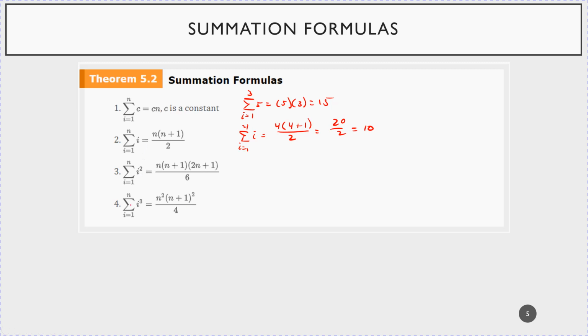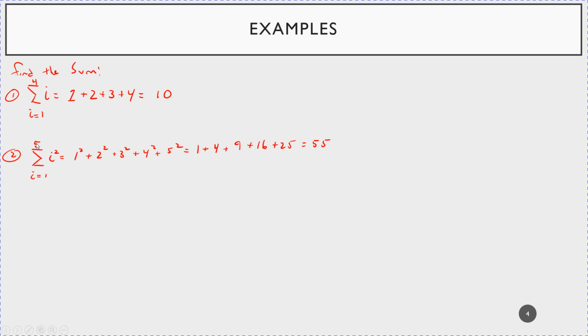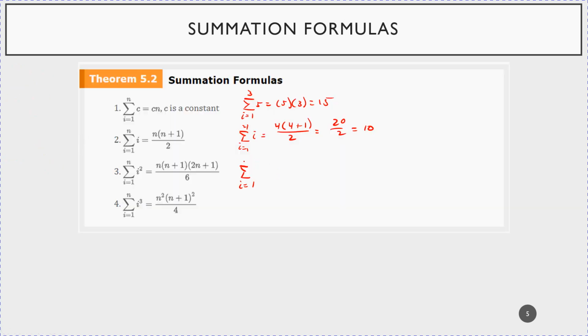And now look here, i squared. The sum of i squared. So i equals 1 to n of i squared is n times n plus 1 times 2n plus 1, divided by 6. Well, let's verify this. i equals 1 to 5 of i squared. So my n here is 5. So this is 5 times 5 plus 1 times 2 times 5 plus 1. And it should be all divided by 6.